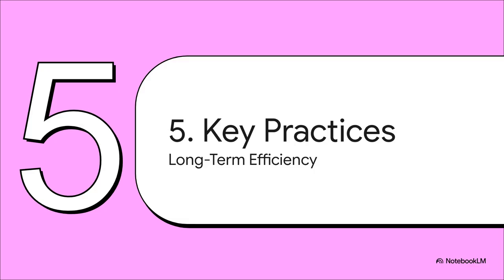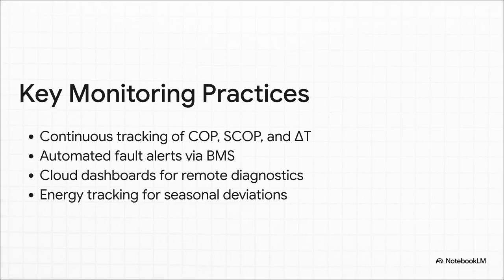Section 5 details monitoring and key practices. This final section provides a consolidated framework of essential strategies and best practices for ensuring the long-term efficiency and reliability of heat pump systems. Key monitoring practices include the continuous tracking of performance metrics, the use of automated fault alerts, and cloud-based dashboards for remote analysis.